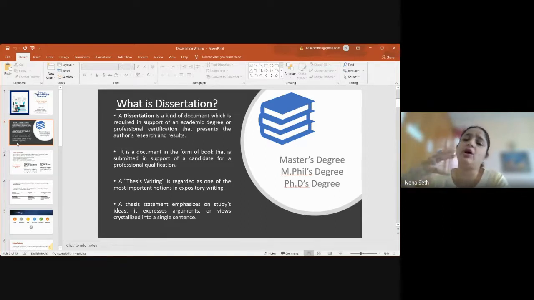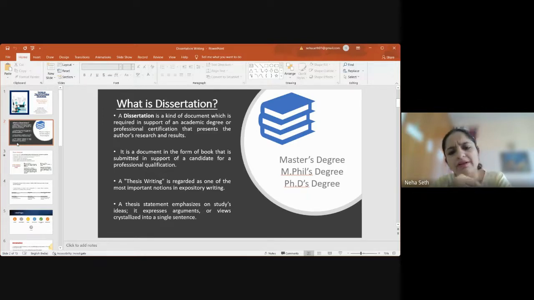So basically, when an author, and this author can be anyone. Nowadays, we are doing dissertation work in master's degree also. And in some colleges and universities, even bachelor students have to work on some project work, and post that they have to submit their dissertation. So our topic of the day will be confined to the PhD degree dissertation, which is also known as thesis for us.